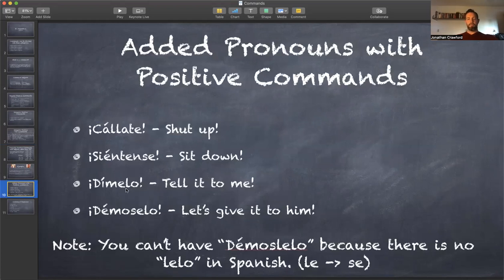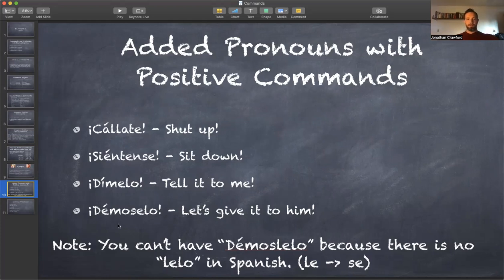Dímelo. They're all attached to the end. And you have to put an accent mark right here to make sure that the emphasis in the pronunciation stays on the third to last syllable. Dímelo. Tell it to me. In phonetics, you always count the syllables from the end of the word. So this is the last syllable, second to last syllable, and the third to last syllable. So this is la última sílaba, la penúltima y antepenúltima sílaba. Dímelo, tell it to me.